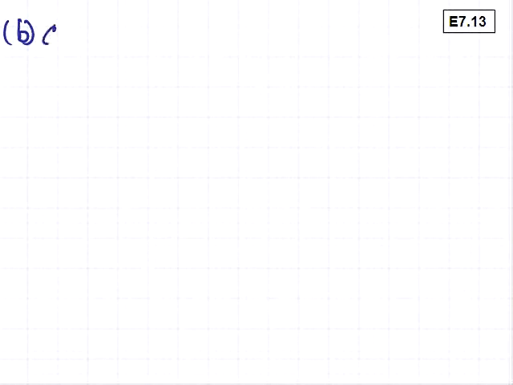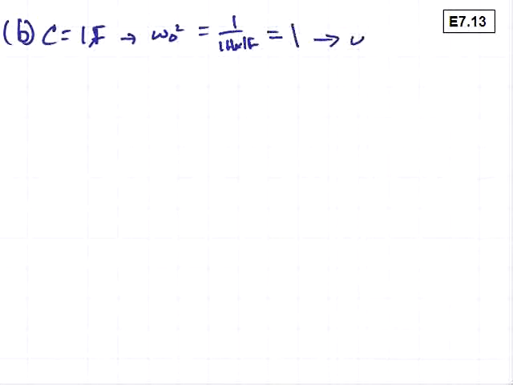Part B of the question, the capacitance value is equal to 1 farad. This gives us that omega naught squared is equal to 1 over 1 Henry times 1 farad. And this is equal to 1, which gives us that omega naught is also equal to 1. That's radians per second.